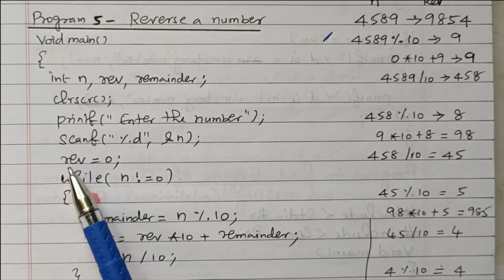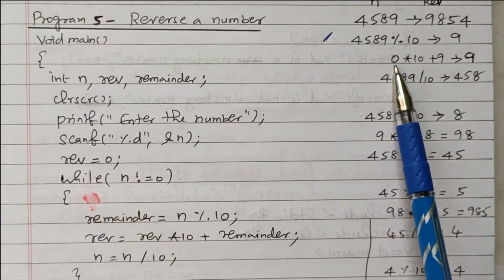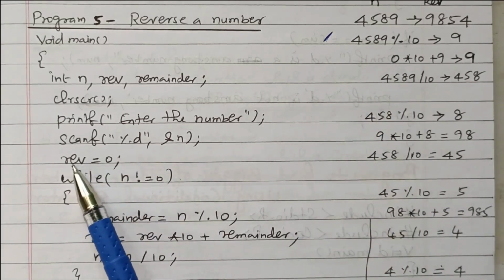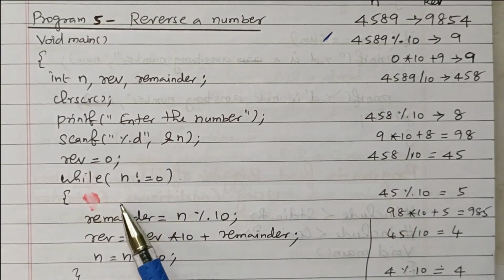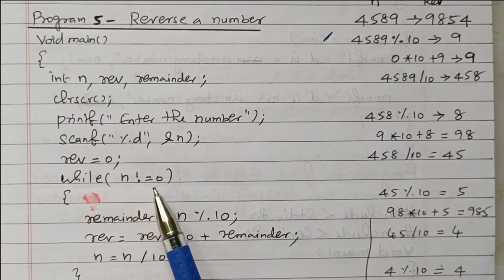So initially the reverse is kept as 0. See, this is the answer variable, and initially we kept it as 0. Here we are using a while loop: while n is not equal to 0.